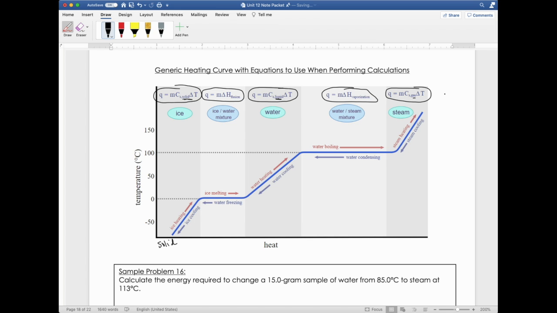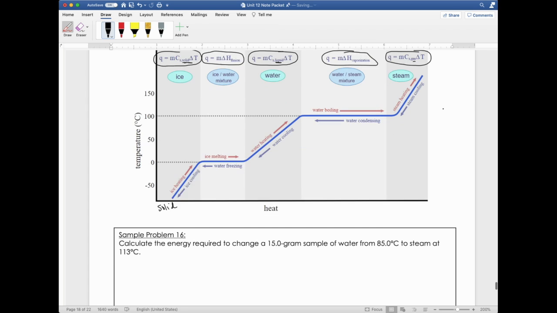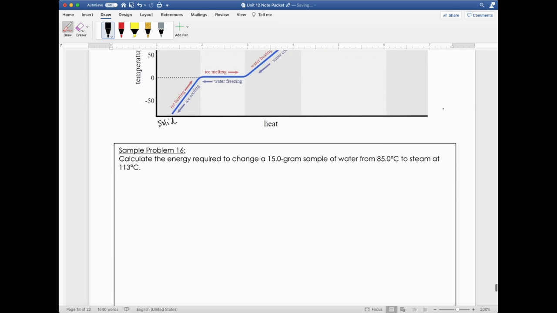So as you are doing these types of problems, you have to keep this in mind. And it's very tedious because you have to consider what's happening. Am I raising the temperature of something? Is it going through a phase change? What are the constants in each of those instances? And you'll be given each of those values if you need them. So using that, let's go ahead and try sample problem 16.